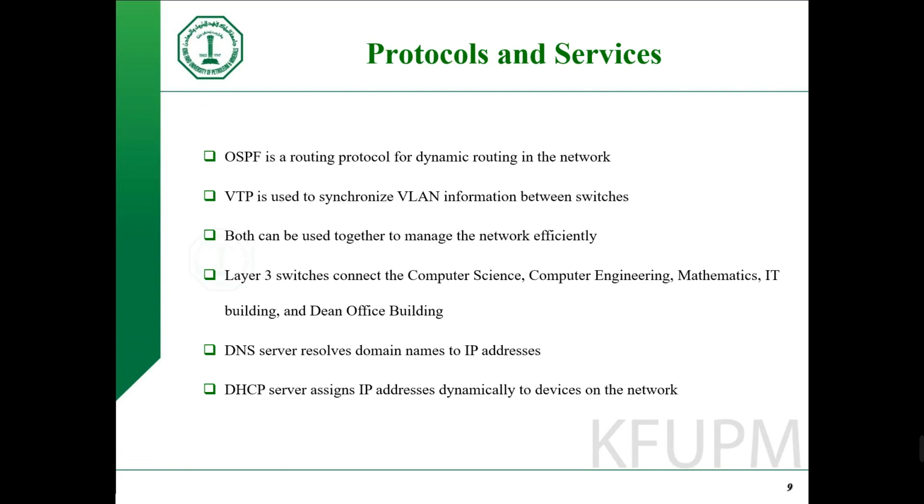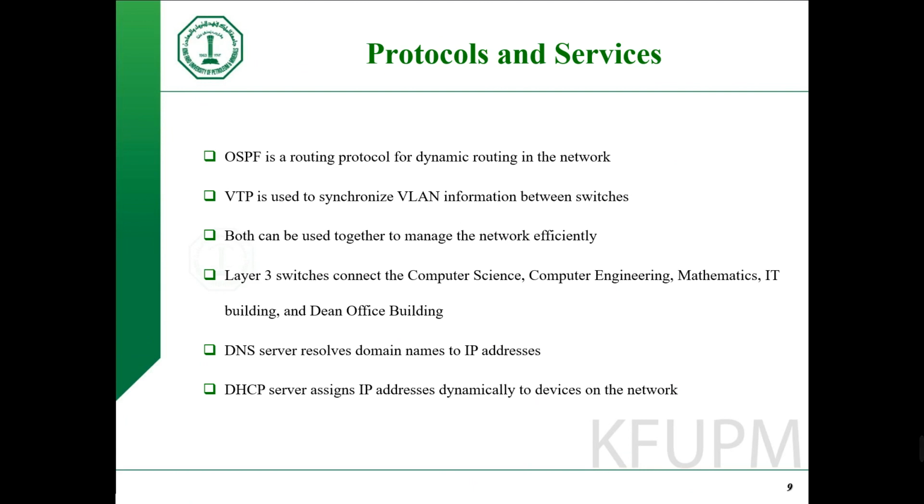For protocols and services, we use the OSPF protocol for dynamic routing between networks. VTP is used to synchronize the VLAN information between switches. Also, Layer 3 switches are used to connect the computer science, computer engineering, mathematics, and IT buildings, and the dean's office building. DNS is implemented for resolving domain names to IP addresses.